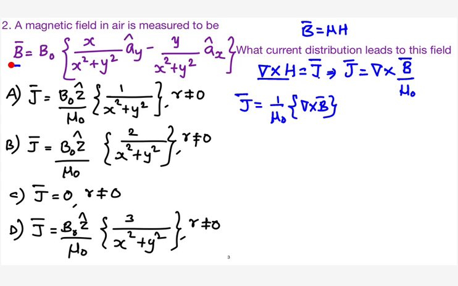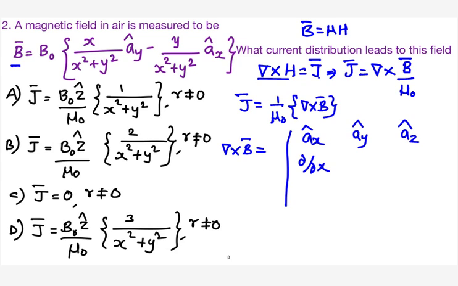I hope by this time you would have been familiar with the divergence and curl, all these things. So you can find the curl of that vector. The first row is Ax, Ay and Az. The second row will be the differentials, dou by dou x, dou by dou y, dou by dou z. And the third row will be the coefficients.